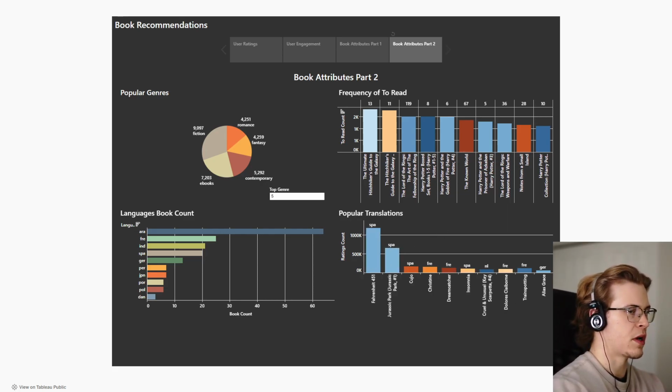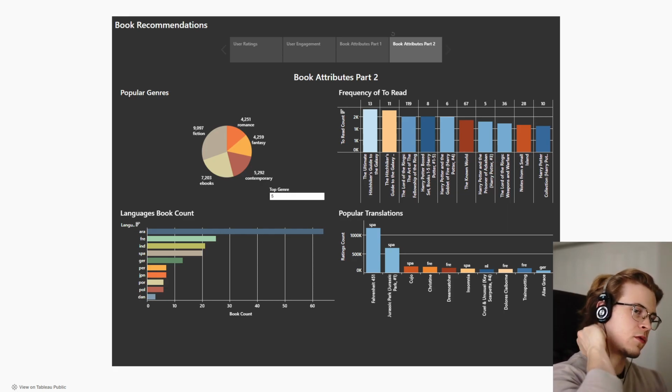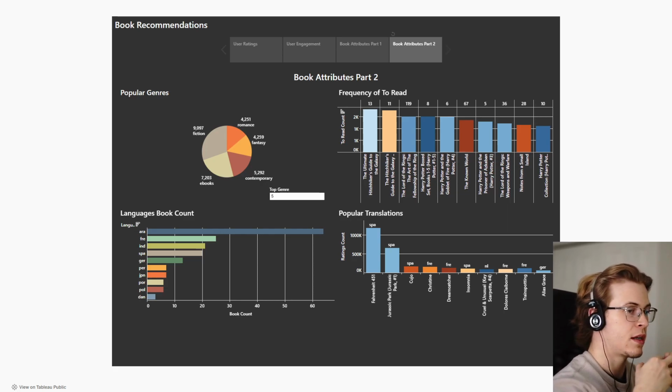So that concludes my presentation. These insights can guide decisions on setting thresholds for recommending books based on ratings and engagement level, and understanding user preferences and tailoring recommendations to different demographics and language preferences. By analyzing these aspects, we can address challenges such as the cold start problem and provide users with more personalized and relevant recommendations. So, thank you.